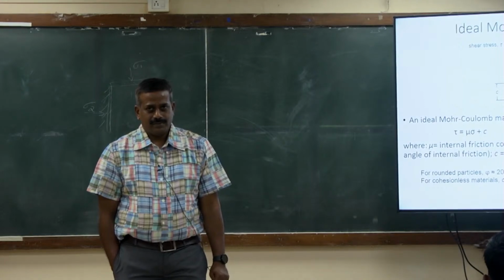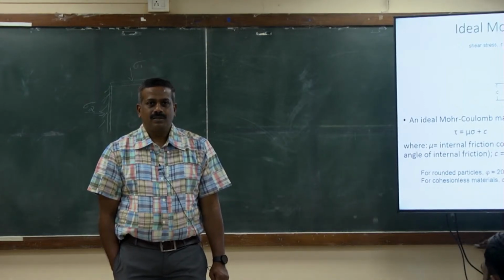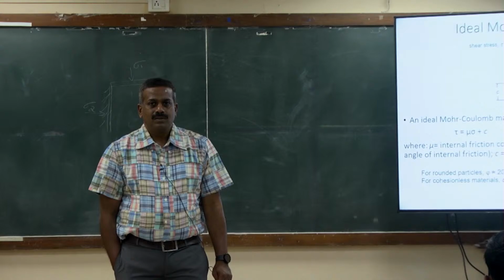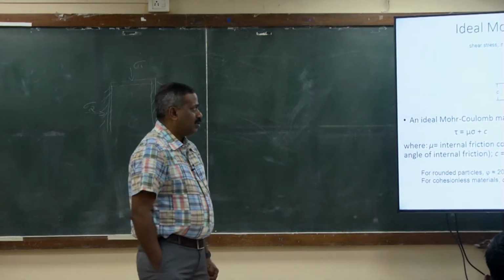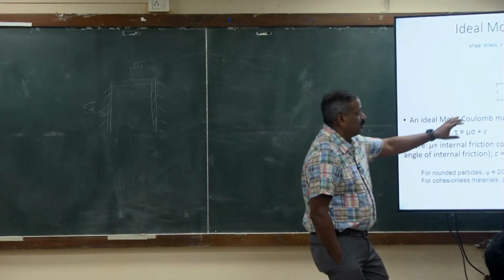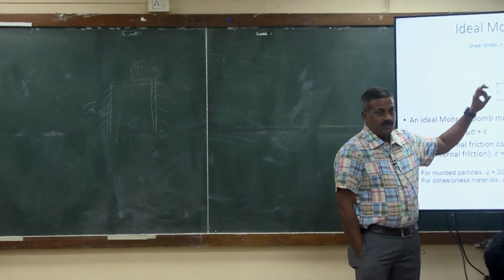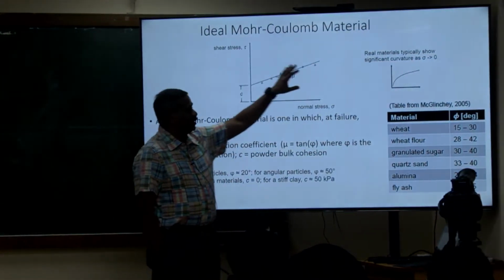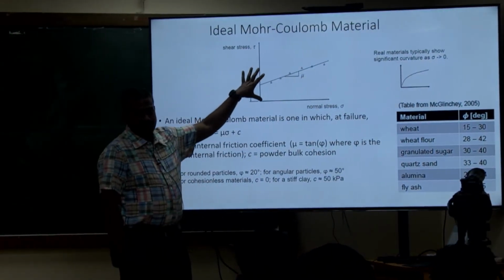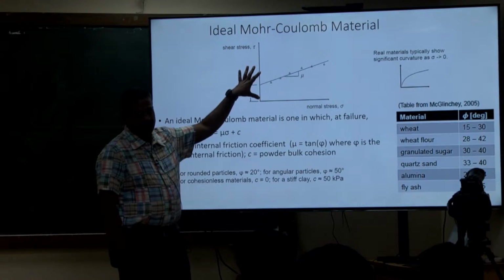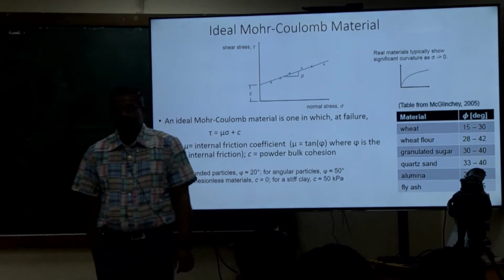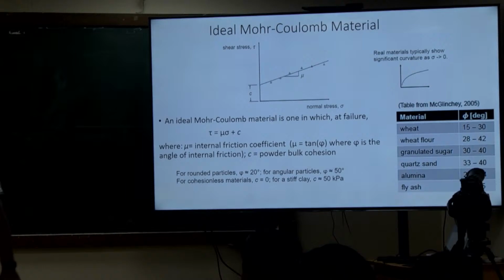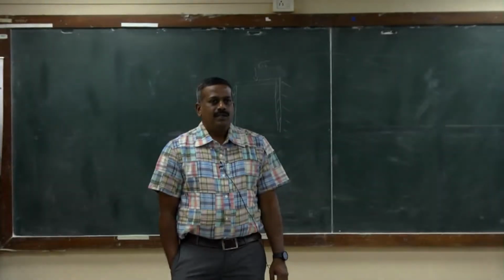Sir, if it is an ideal cohesionless material, then why is there an intercept on the graph? Oh, that's a good question. This is not for an ideal cohesionless material. For an ideal cohesionless material, it will be like this. This is for any regular material. It's a good point that you noted. Any other questions?